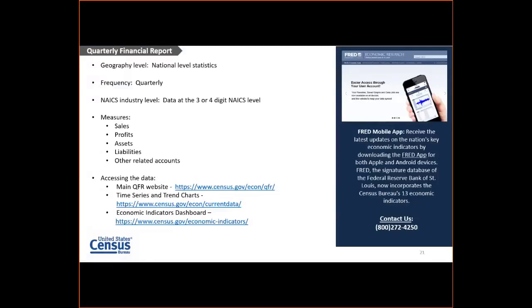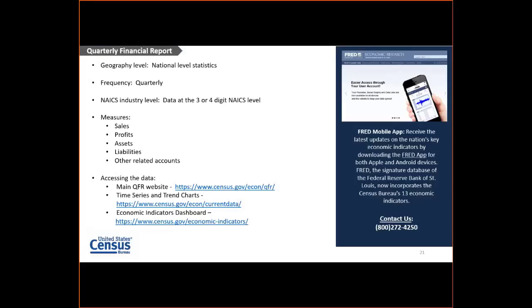Data from this program serves as a primary source of the estimate of corporate profits for the domestic income account, but it also has other uses, such as designing economic policies, drafting legislation, making investment evaluations, and even studying economic trends. The data is available at the 3- and 4-digit NAICS level.